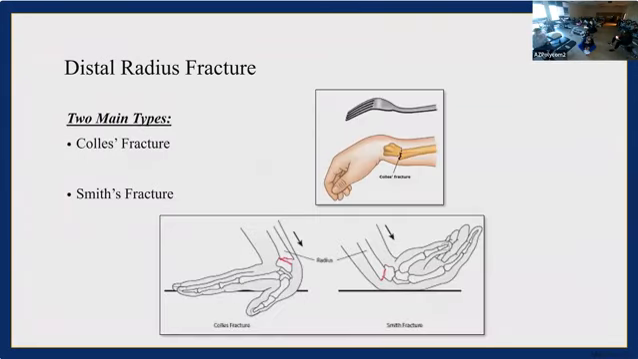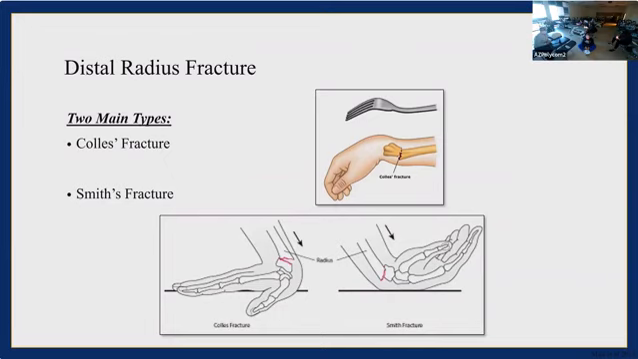Two main types of distal radius fractures. One is called a Colles fracture and one's called a Smith's fracture. A Colles fracture's hallmark sign is the dinner fork deformity. Flipping a fork upside down creates the same kind of shape as a dinner fork.